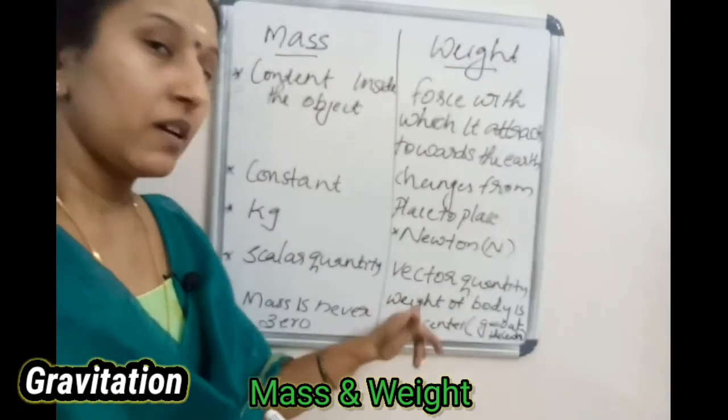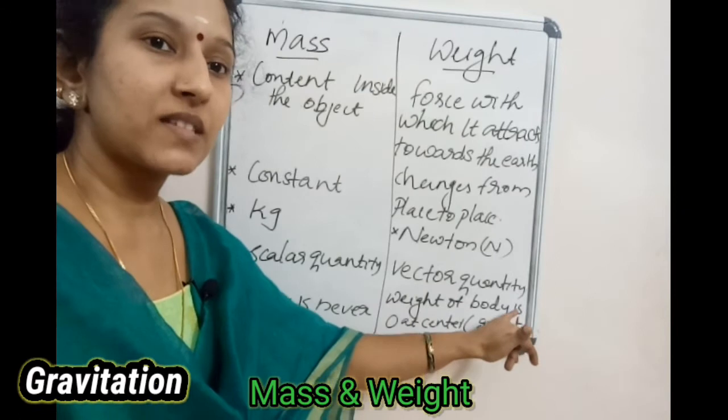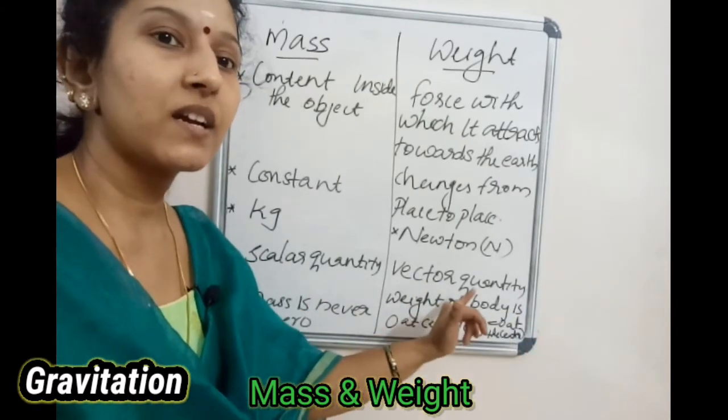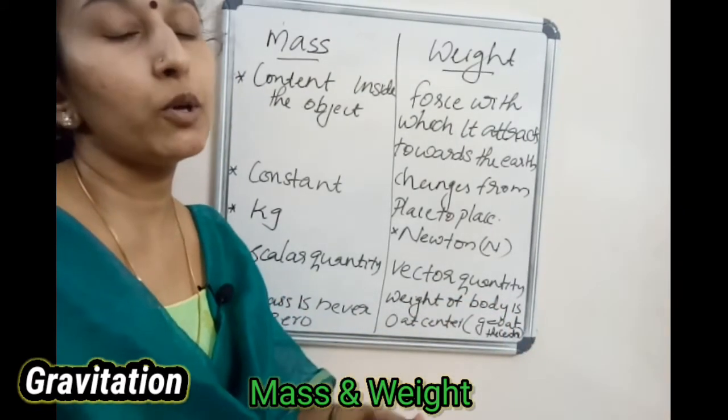Okay. And the weight of the object is 0 at the center, because at the center g equal to 0. So W equal to mg.